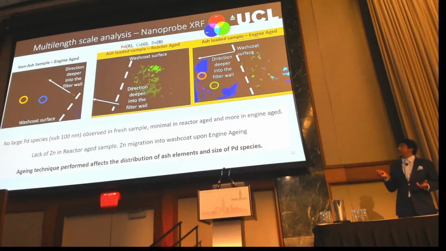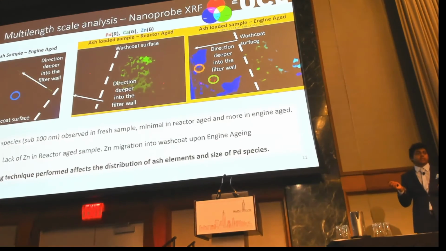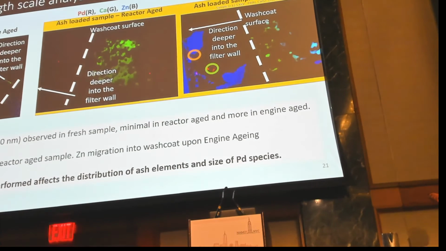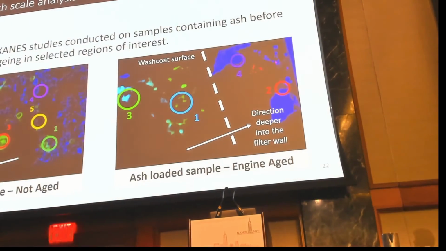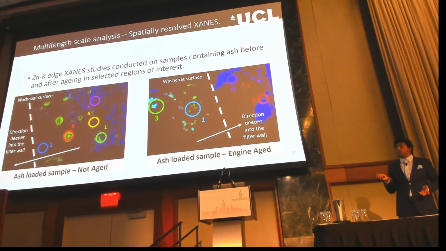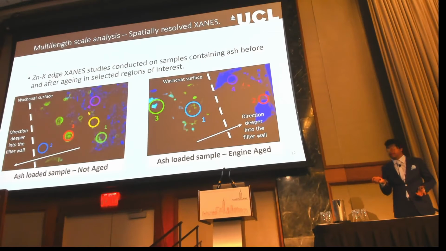And what we're seeing, again just to highlight the point, is that with the ash-loaded system we're seeing changes in the catalytic activity. And we're seeing evidence of the zinc component being around these palladium species. So what are the zinc components? So again, this is where we've been showing you spatial results, this mapping.